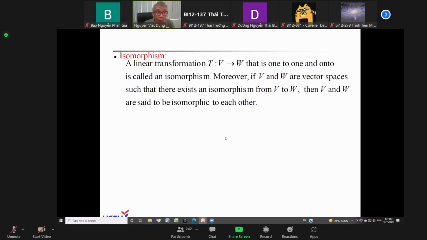I will explain to you the notion of isomorphism. A linear transformation T from V to W, which is one-to-one and onto at the same time, will be called an isomorphism.